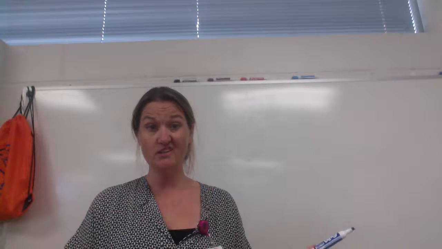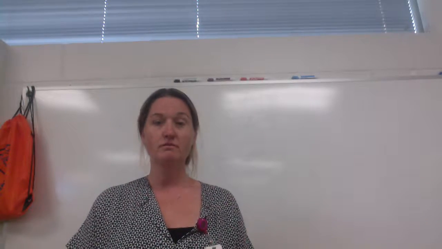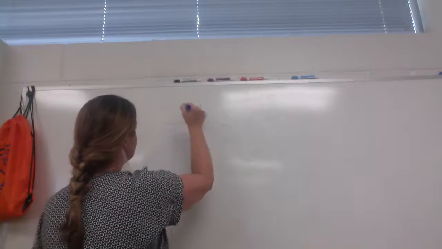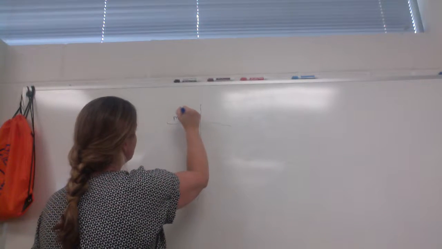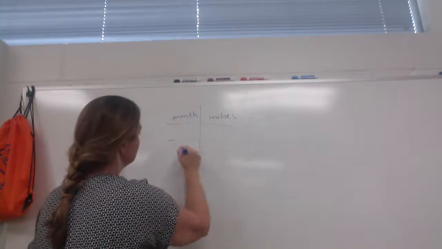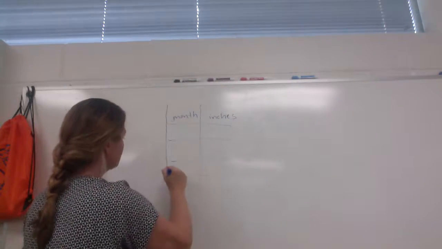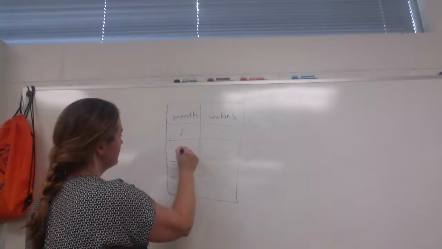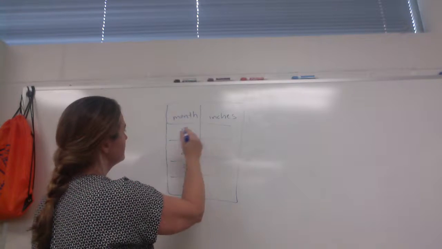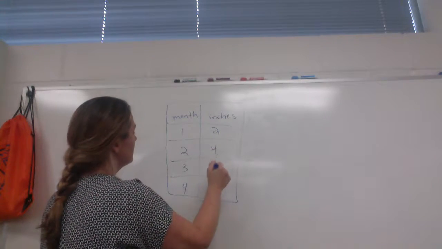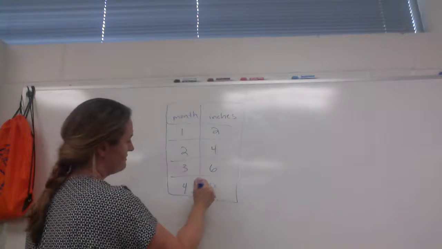Let's say Mary gets her hair cut 2 inches every month. We could do the rate table here: month, inches. So rate table: first month, second month, third month, fourth month. The first month, she gets 2 inches cut off. By the second month, she'll have 4, 6, 8, and so on.